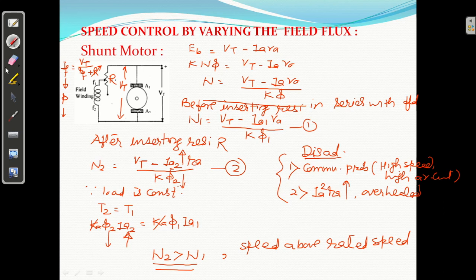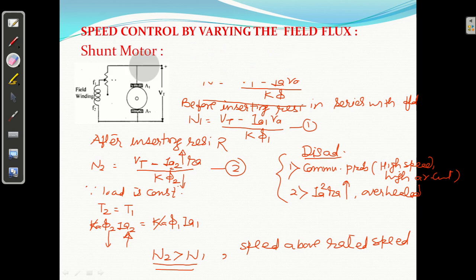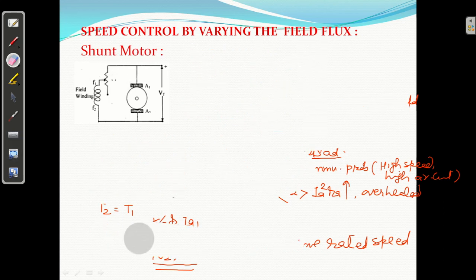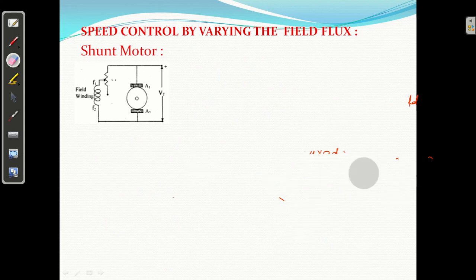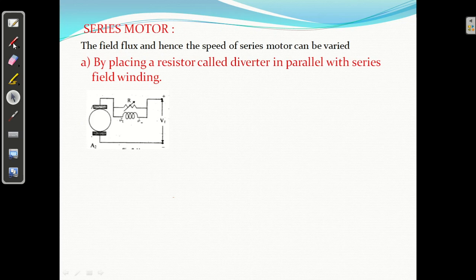I'm going to discuss one more method, that is, speed control of the series motor by varying the flux. So next, speed control by flux control method for series motor, right? The field flux, and hence the speed of a series motor, can be varied by these three techniques. First one is the diverter.